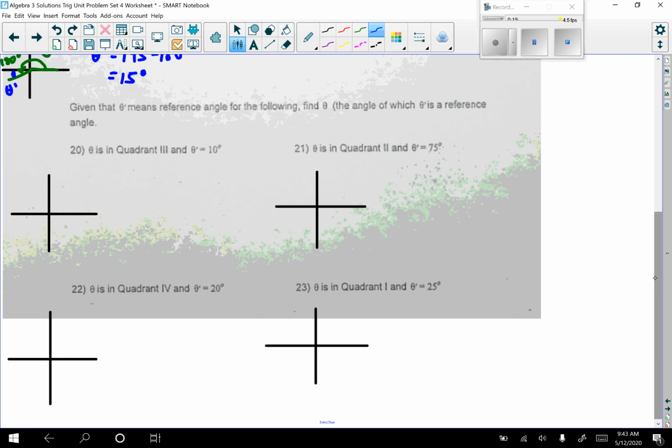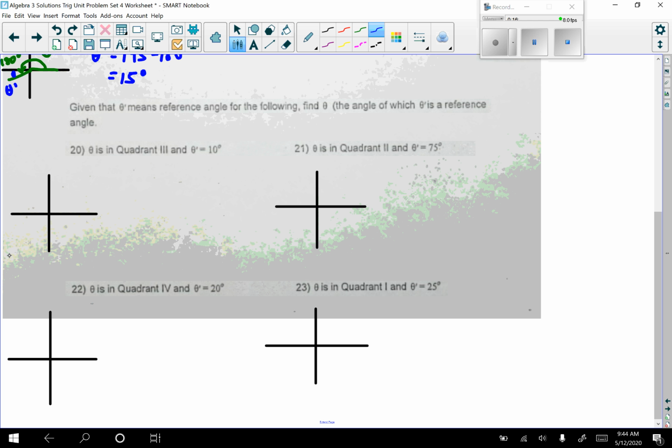All right, now for these last four, I wanted you to think critically about these and see if you could figure these out. If not, please follow along now, as these would be notes for the upcoming lesson. So here we have to work backwards, and we can have more than one correct answer here. Given that theta prime means the reference angle, find theta, the angle of which theta prime is a reference angle for.